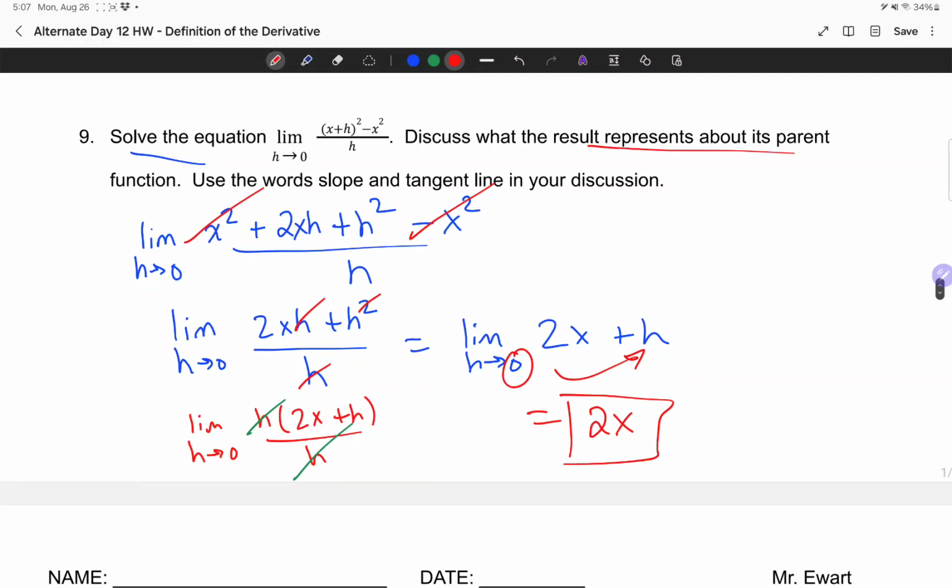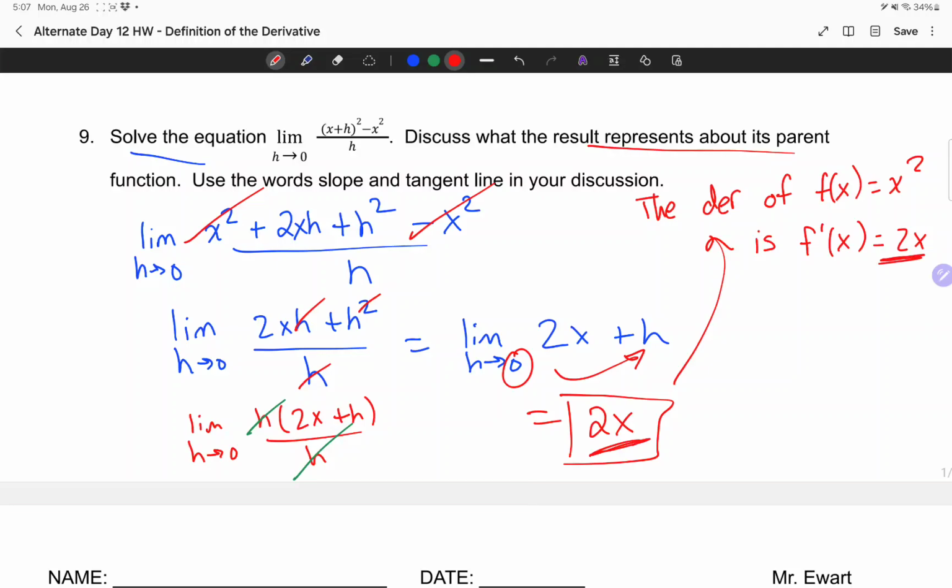It says discuss what this result represents. So what that tells us is that the derivative of f of x, or y equals x squared, is f prime of x equals 2x. Right, the 2x was our derivative. Okay, it says using the words slope and tangent. So what that means is that the slope of the tangent line of y equals x squared is 2x.